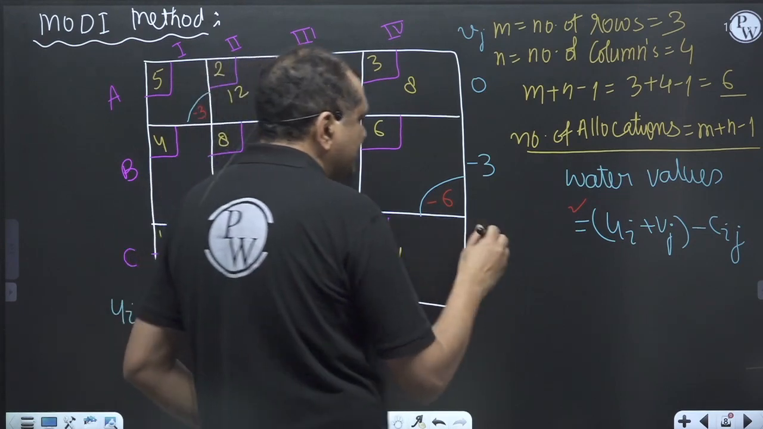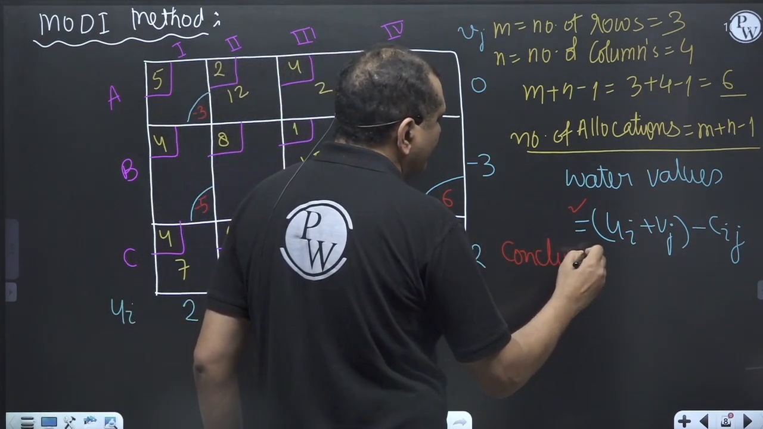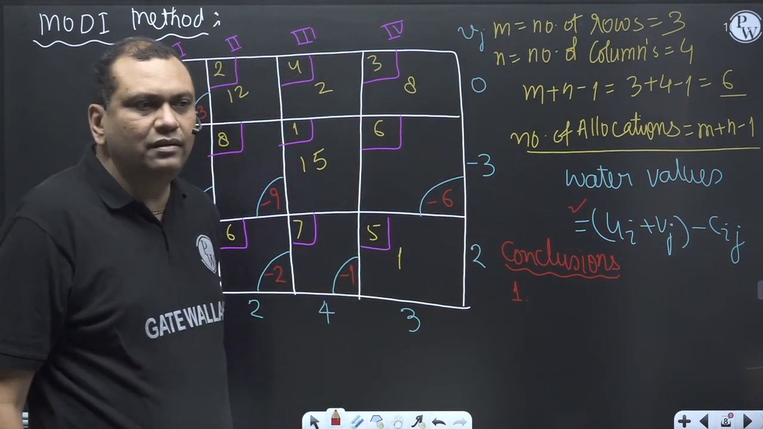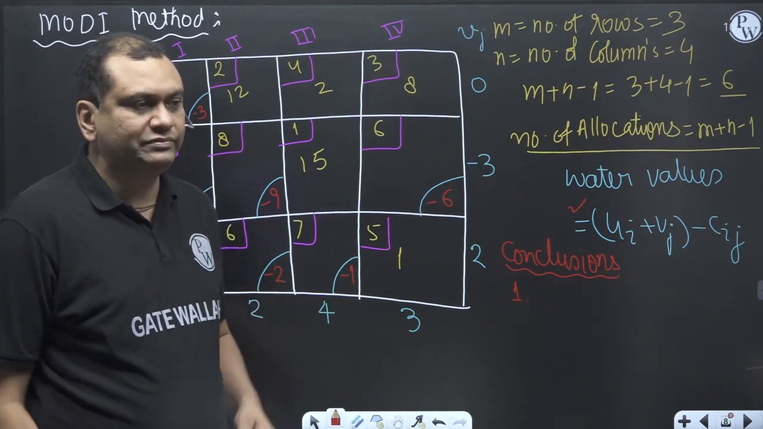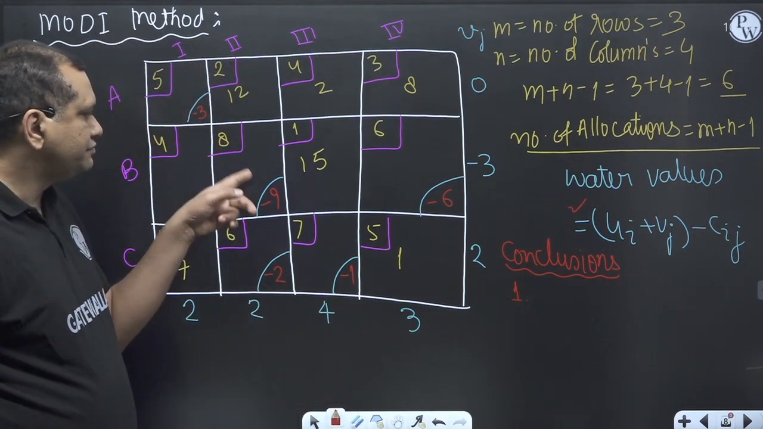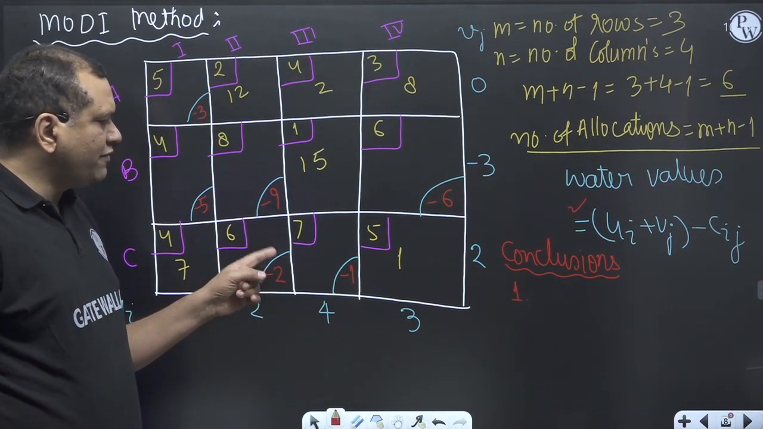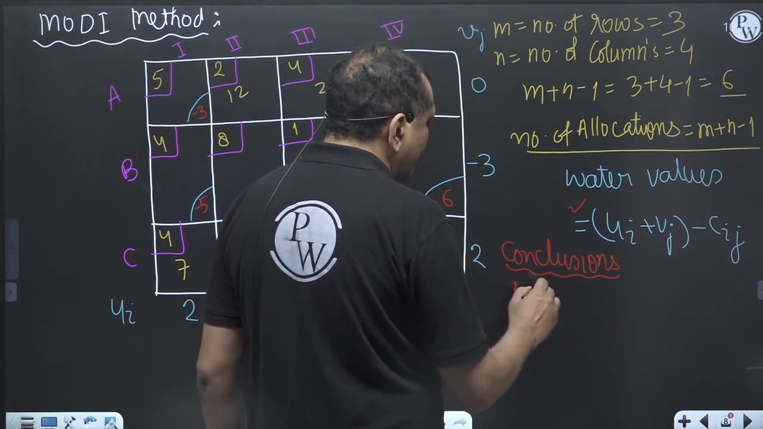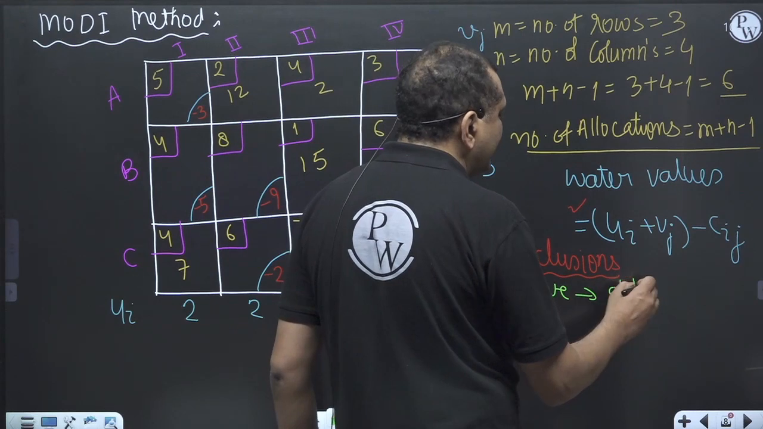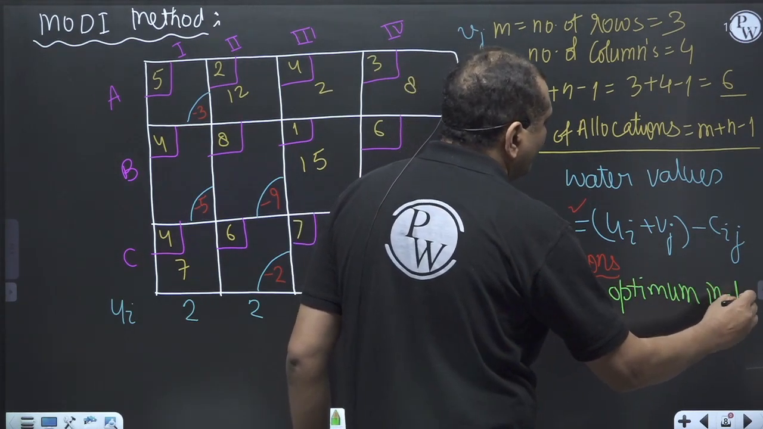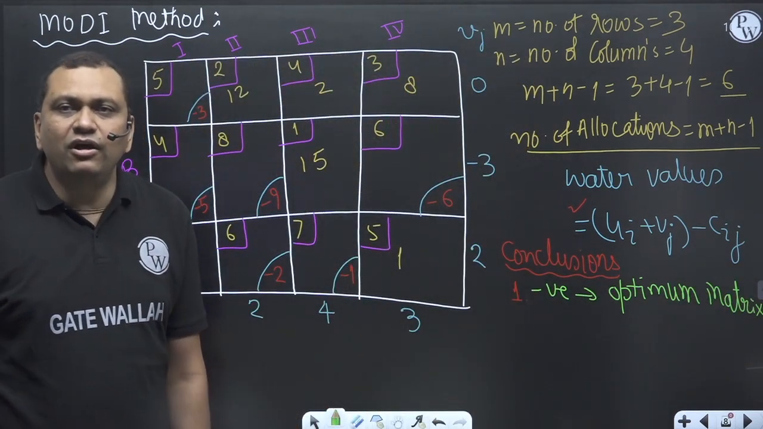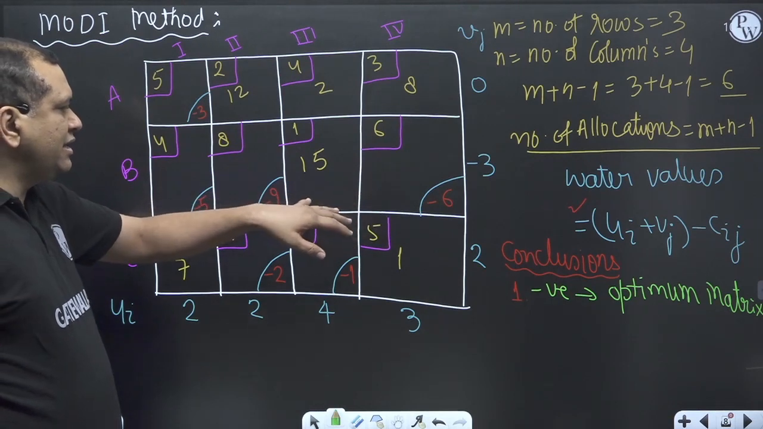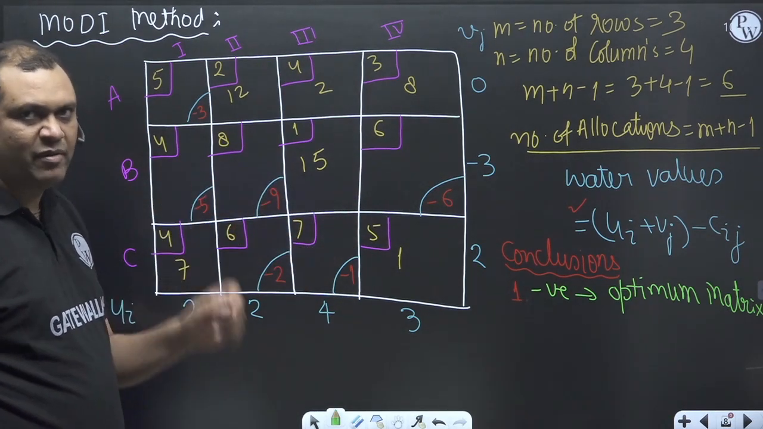Now, what are my conclusions? Conclusion number 1: if all the values of the non-occupying cells are negative, it means it is an optimum matrix. I can see here that all the non-occupying cells have negative values, so it's an optimum matrix.